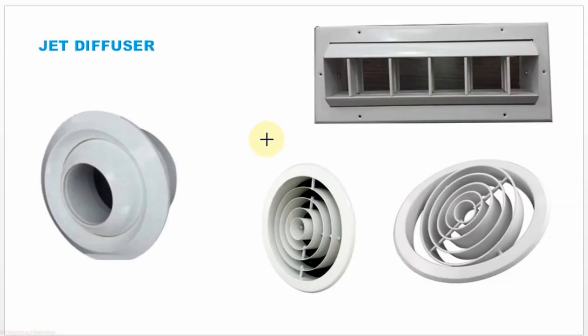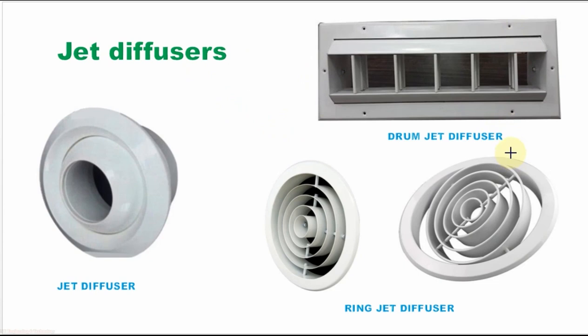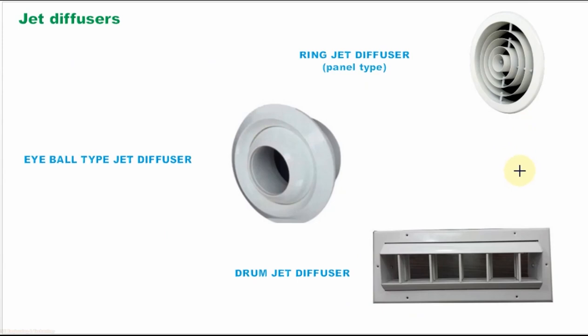We will study now how to select a jet diffuser. I will explain how to select a jet diffuser to supply air for an air conditioning system. There are 3 types of jet diffuser that are commonly used. Number 1, ring jet diffuser or panel type. Number 2, eyeball type jet diffuser. And number 3, drum jet diffuser.